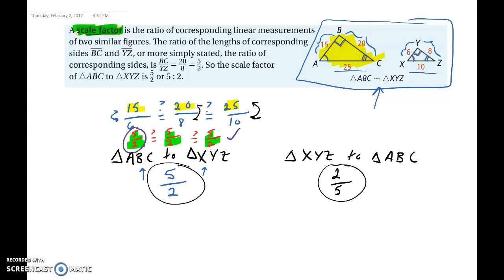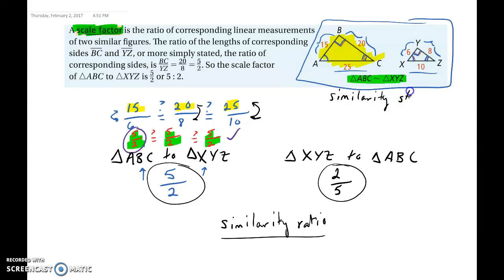Another thing that this might be referred to as, instead of a scale factor, is your similarity ratio. That is another way that you might see your book refer to this. So this here, something that is very similar to what we did before, is our similarity statement. Let me just erase this little arrow and I'll write similarity statement, which is saying that the two triangles are similar. And I went through and showed you how we would go through saying that the triangle is similar. And this is our symbol for saying that they are similar.